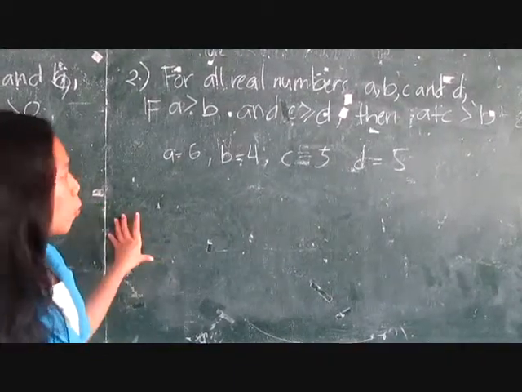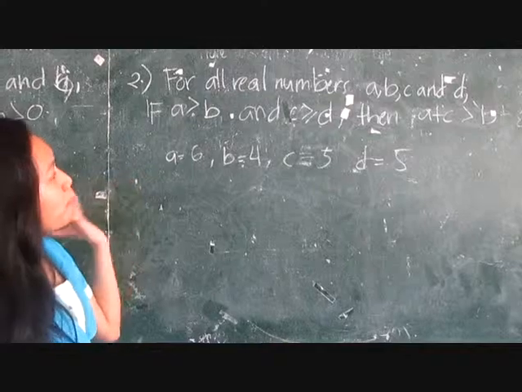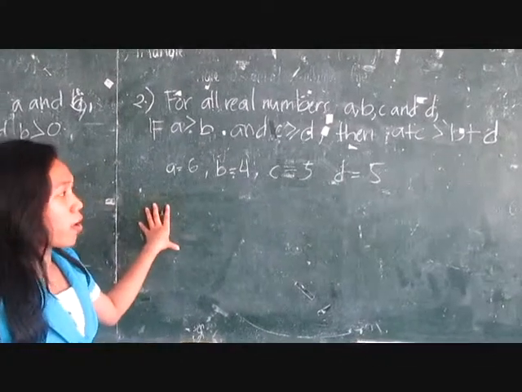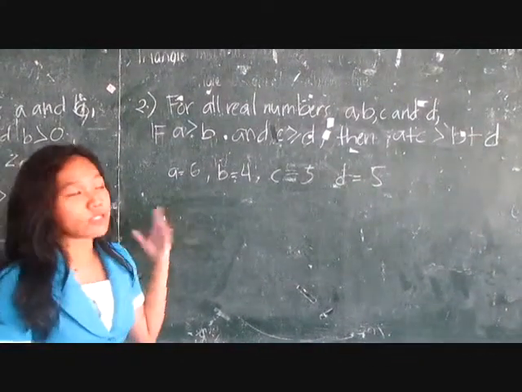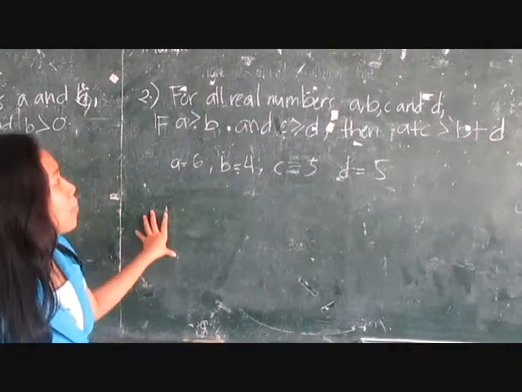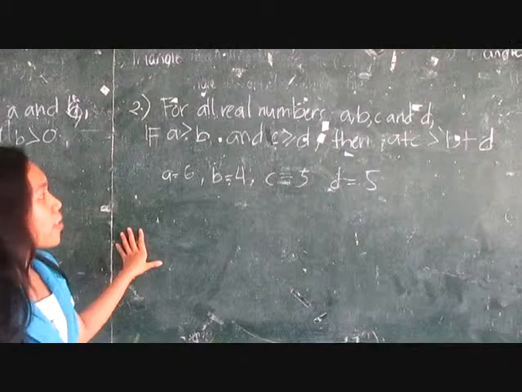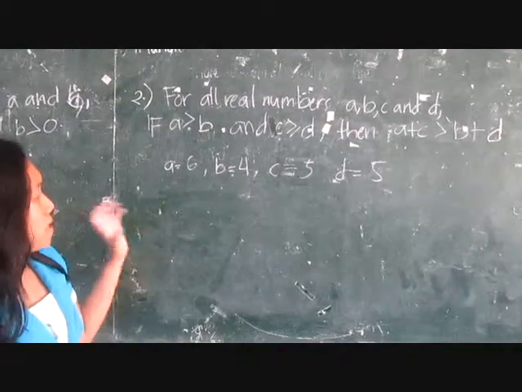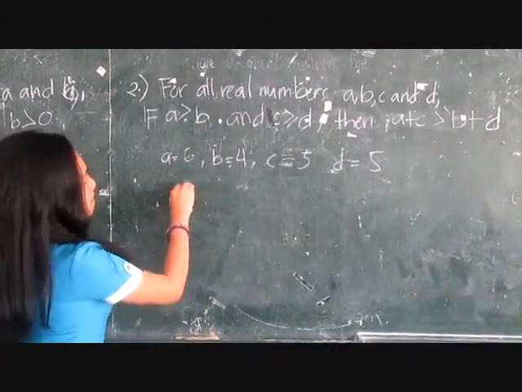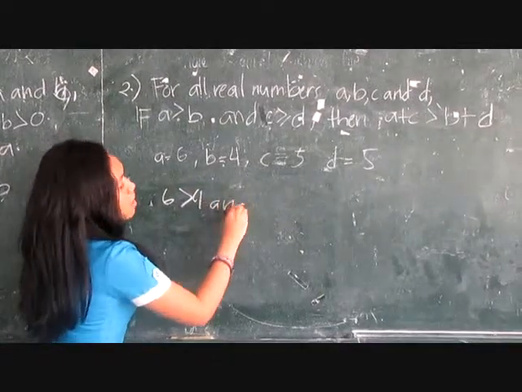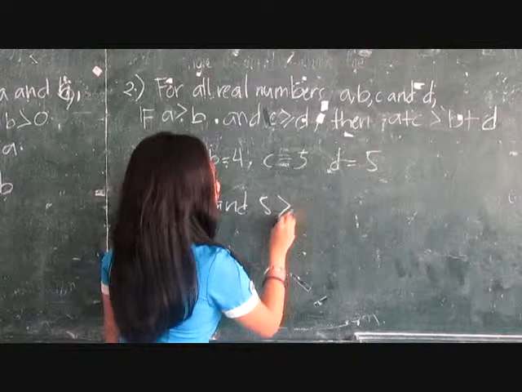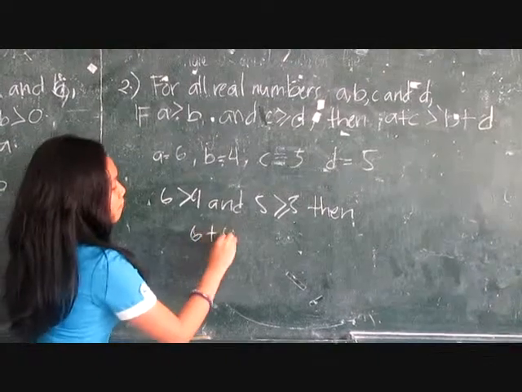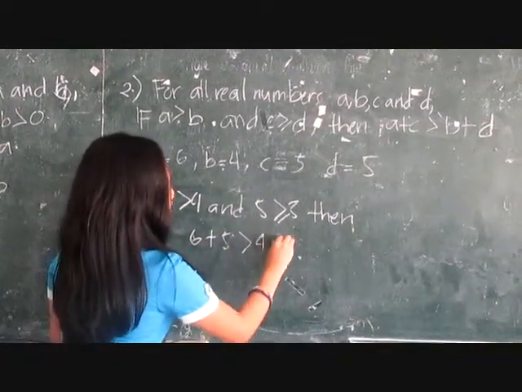equal to 5 also. In applying the second property, which is if A is greater than B and C is greater than or equal to D, then A plus C is greater than B plus D. So since 6 is greater than 4 and 5 is greater than or equal to 5, then 6 plus 5 is greater than 4 plus 5.